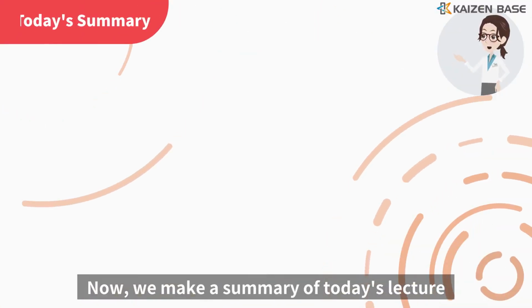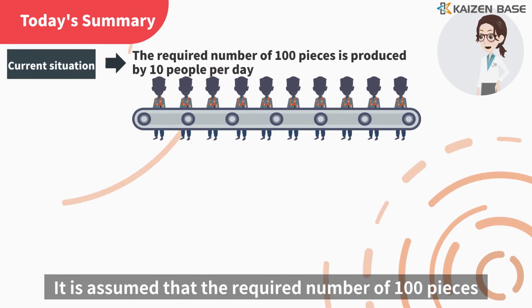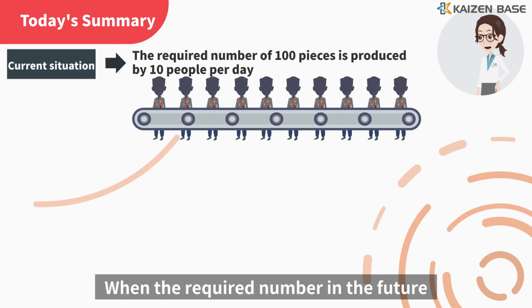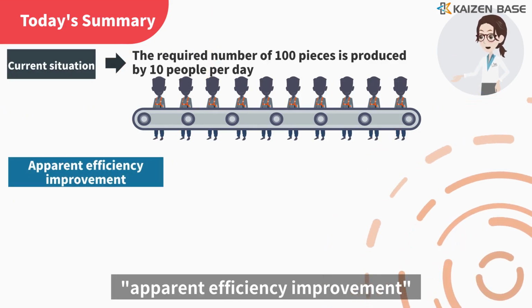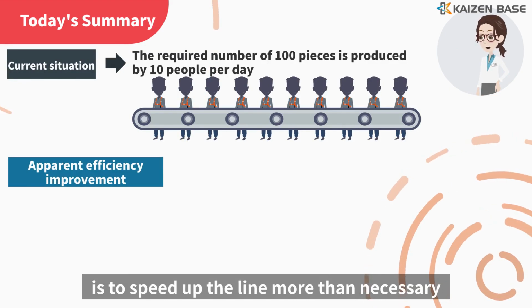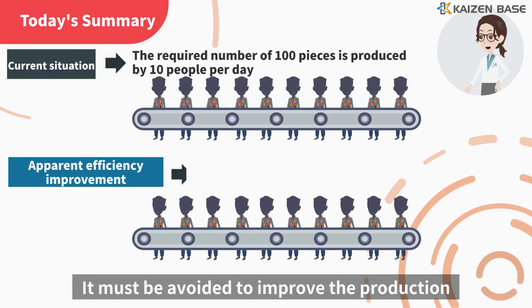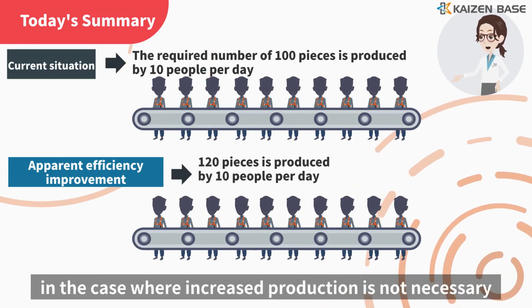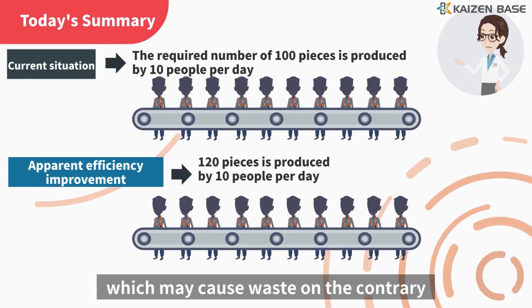Now, we make a summary of today's lecture. It is assumed that the required number of 100 pieces is produced by 10 people per day currently. When the required number in the future continues to be 100 pieces per day, apparent efficiency improvement is to speed up the line more than necessary and be content with the condition. It must be avoided to improve the production so that 10 people can produce 120 pieces a day in the case where increased production is not necessary, which may cause waste on the contrary.